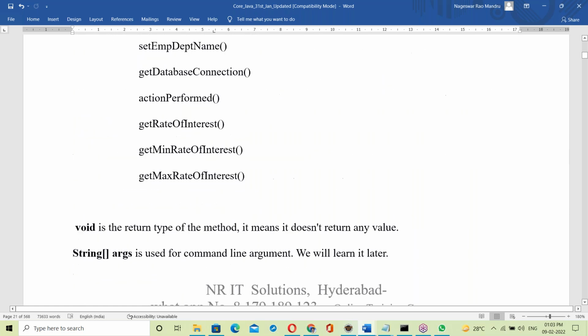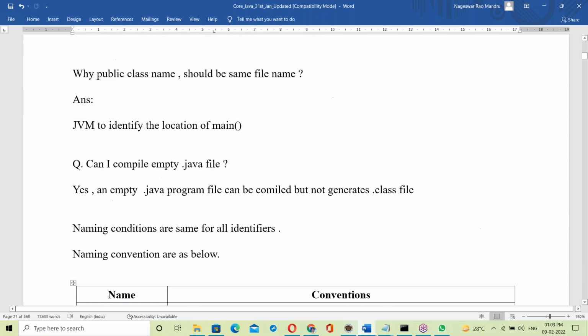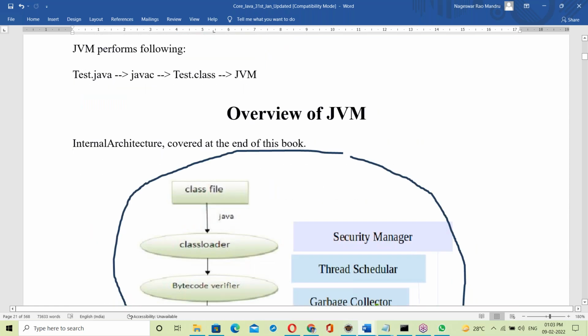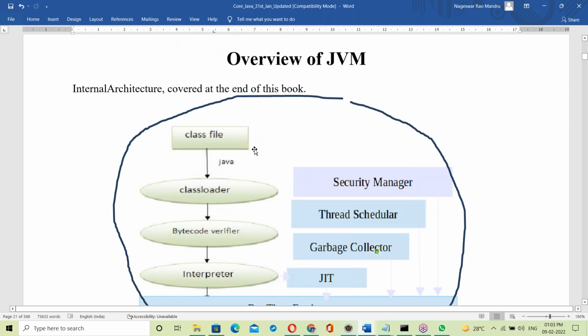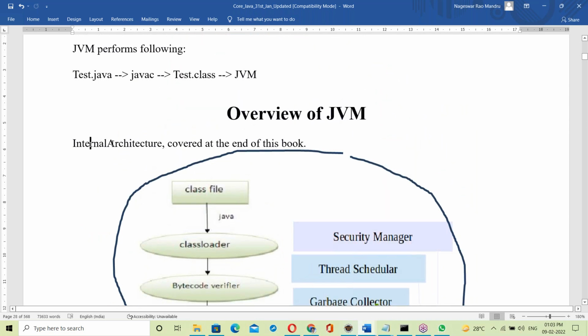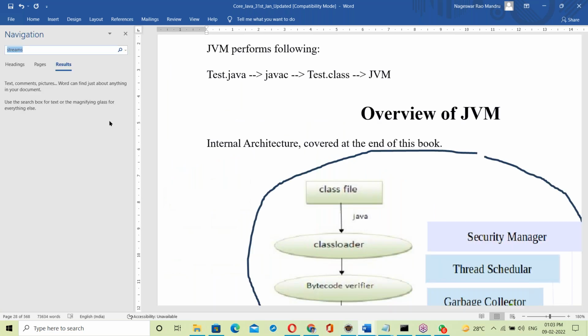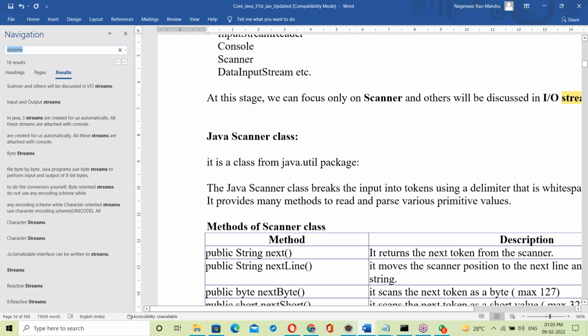In JVM, there are two things: high level architecture and low level architecture. This is the high level architecture. The internal architecture is at the end of this document, because that will be covered at the end.